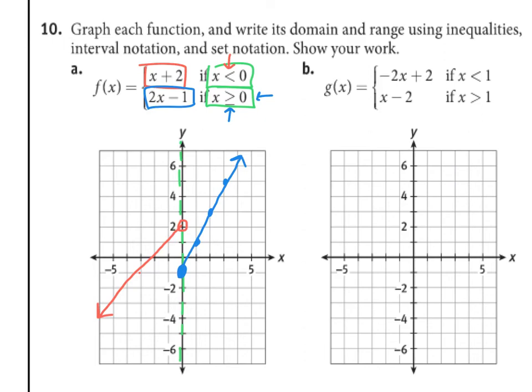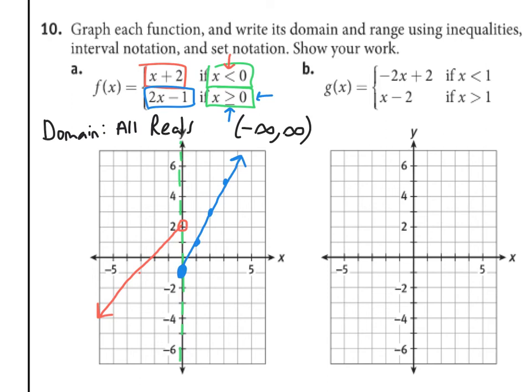So we got our two pieces. Let's think about the domain and the range. Let's see if we can get this figured out. So the domain: between the two graphs, do they go through all x values? Yes, the red piece is going to the left, and the blue piece is going to the right. So the domain you can write a few ways: all real numbers, or as an interval, from negative infinity to infinity. That's the way of saying all real numbers in interval notation.